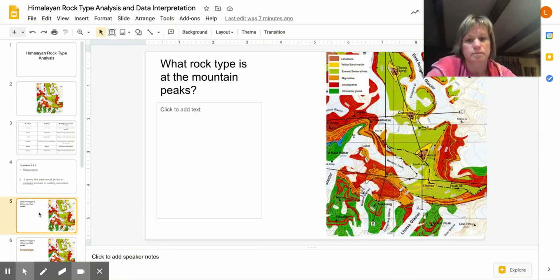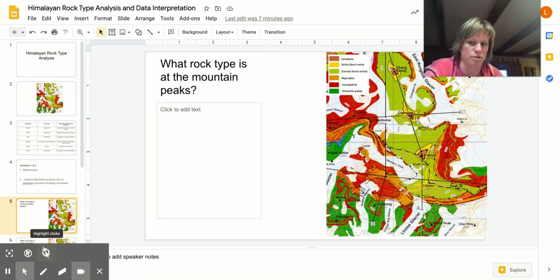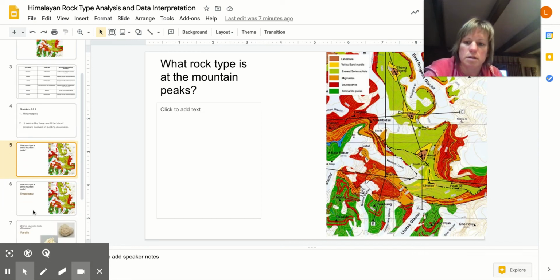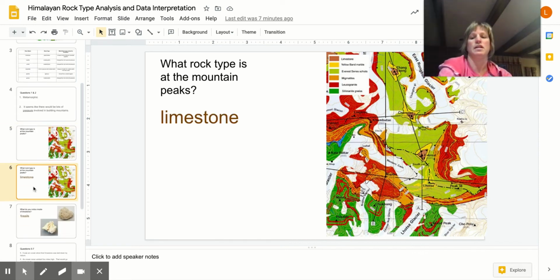And so our next question here, what do we notice is the rock type that is at the peaks? And so if you look with me, there's Mount Everest, but you can also see 3 other peaks next to it. And we see those in brown. Brown is marked with limestone. Okay, so whoops, here it shows up. So you should definitely have that one for question number 3, that limestone is at the peak of the mountains.